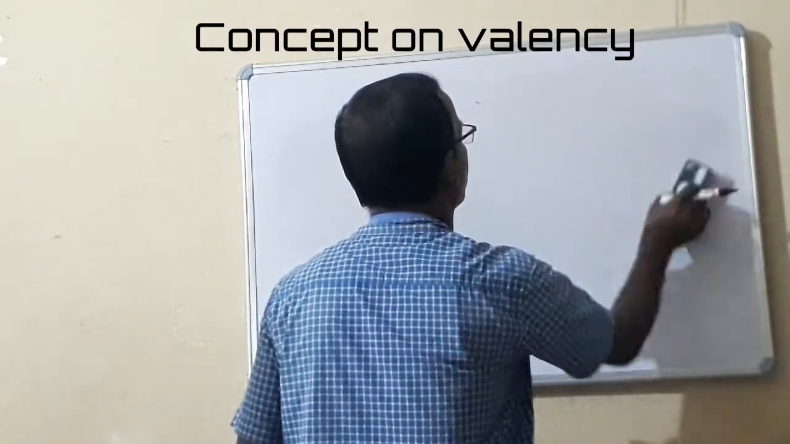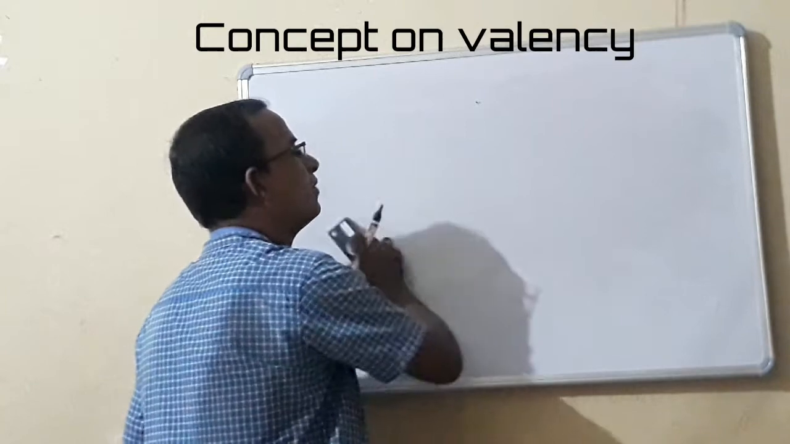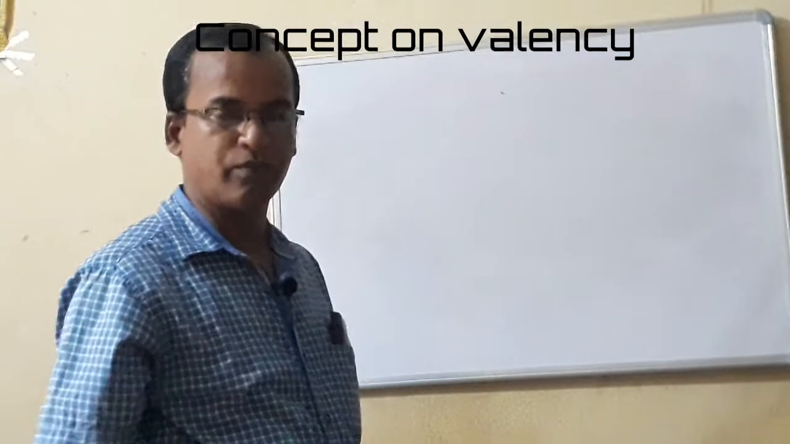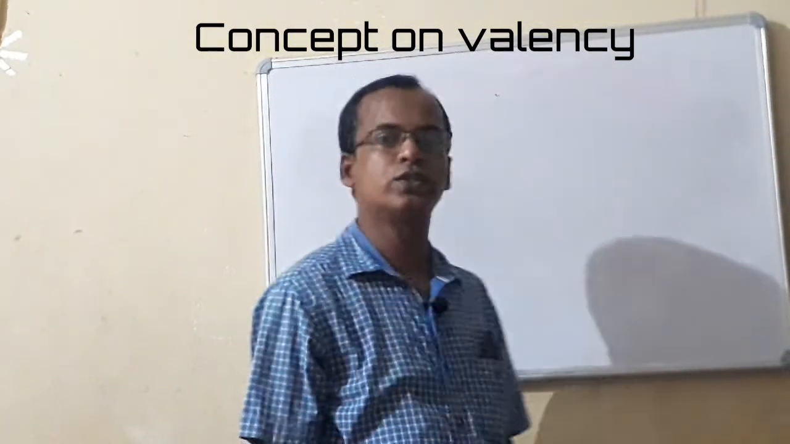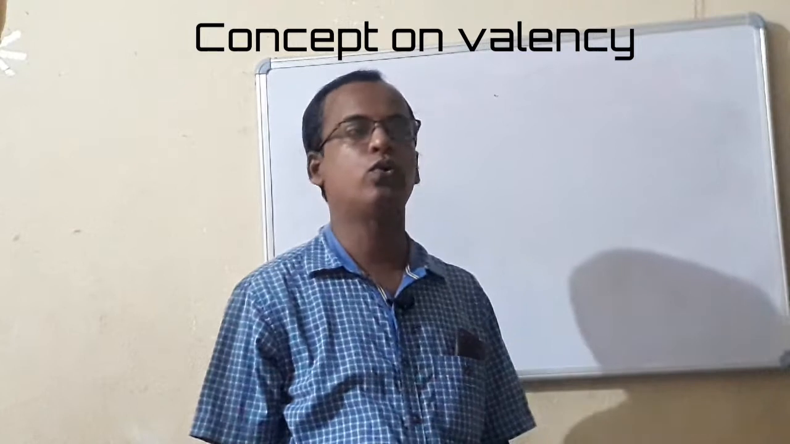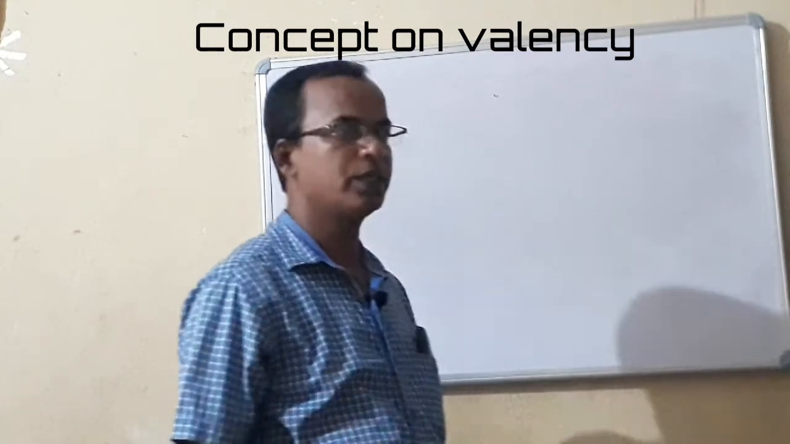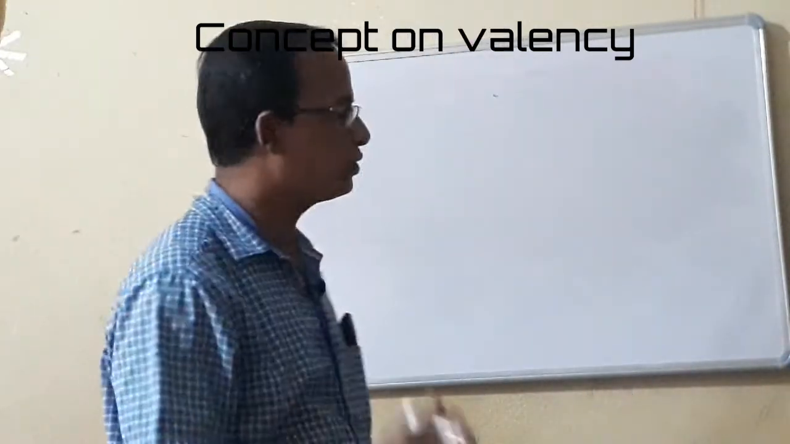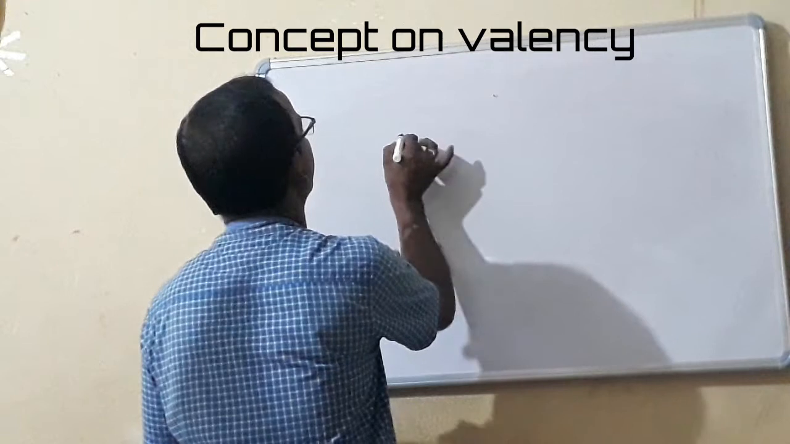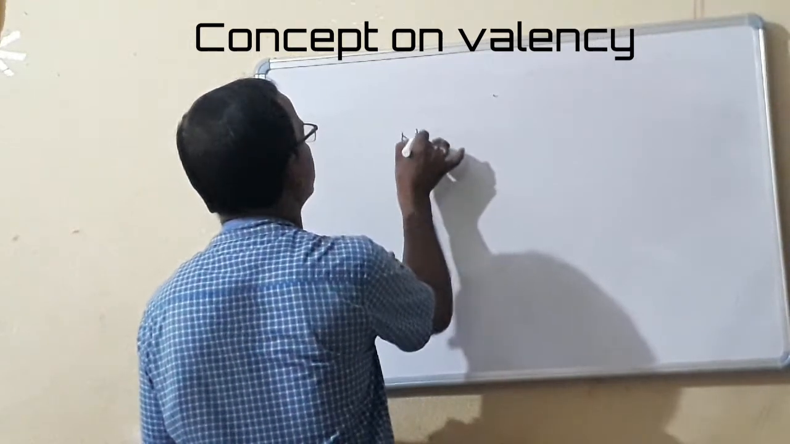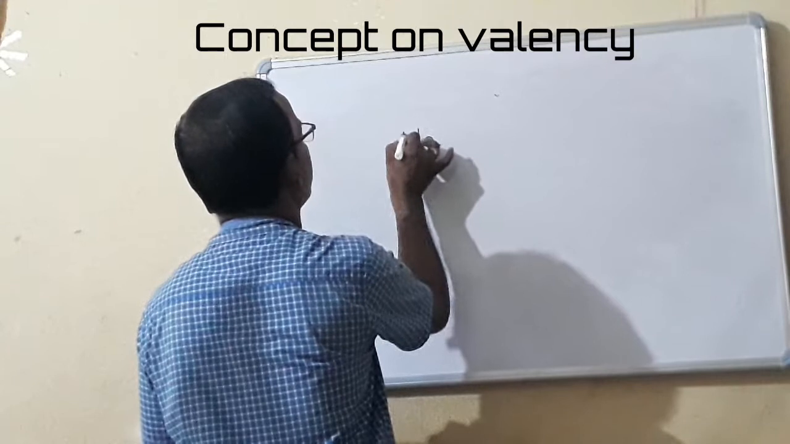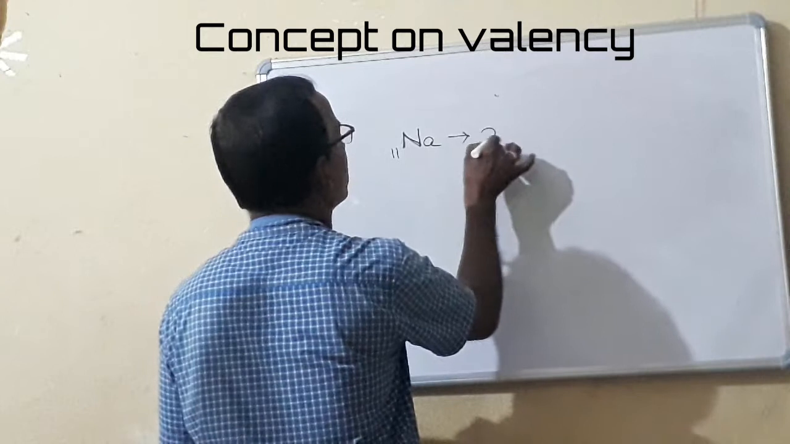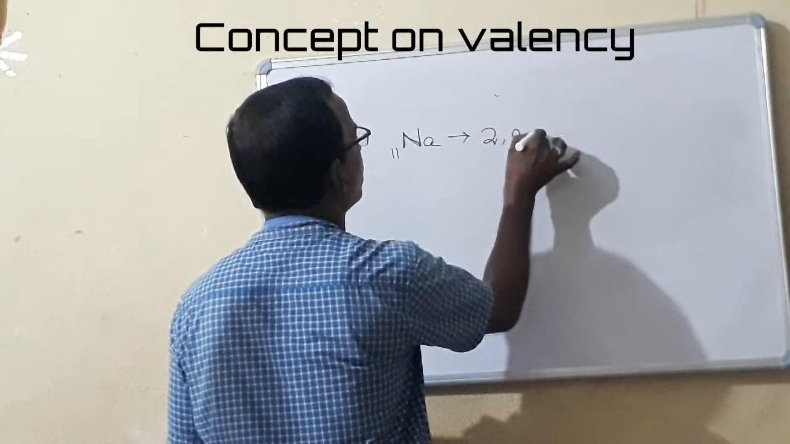elements either by donating or accepting electrons form cations or anions. When elements donate electrons, they form positive ions. As for example, sodium. Its symbol is Na and its atomic number is 11. So its electronic configuration is 2, 8, 1.